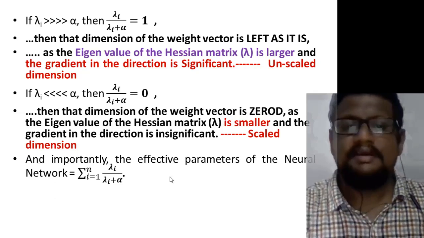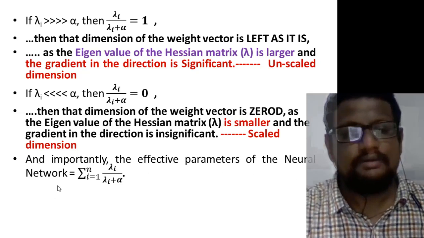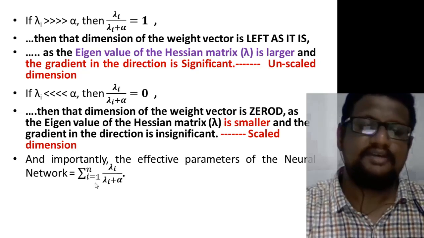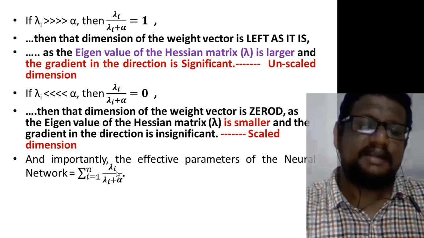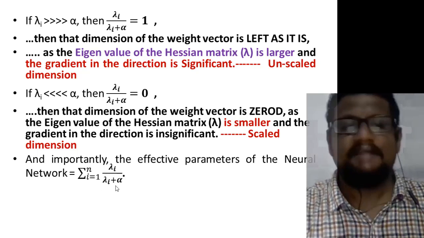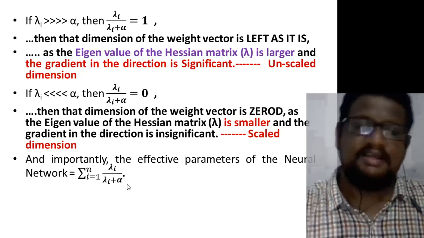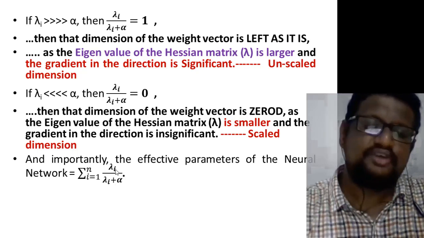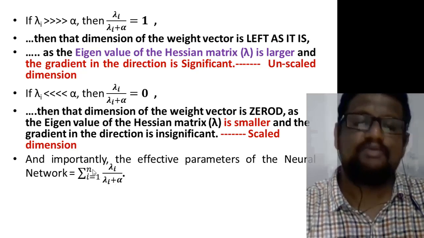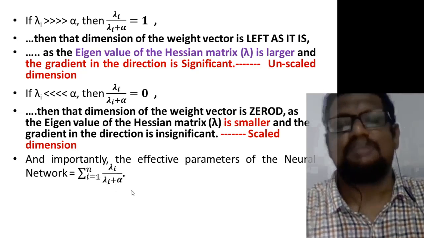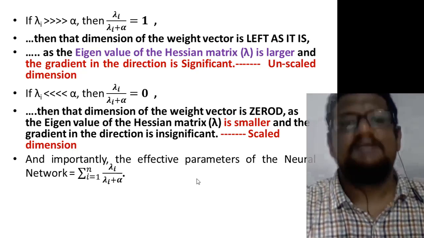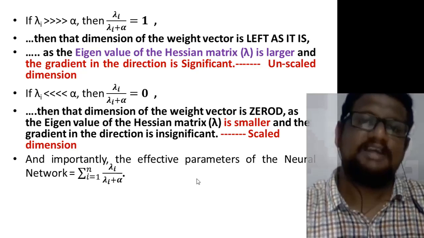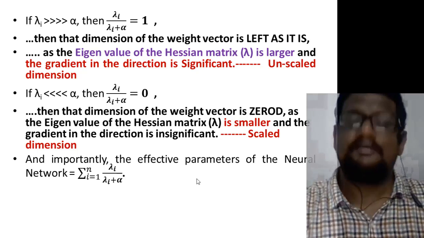And importantly, the effective parameters of the neural network should be studied. The effective parameters, in the sense of all the weights in the diagonal matrix, we have to see. We have lambda I divided by lambda I plus alpha, and we claimed that several dimensions of this I, from 1 to n, are being nullified. So some of the parameters are nullified. The capacity of the machine learning model is being reduced. That is what the capacity has to be reduced to avoid overfitting.